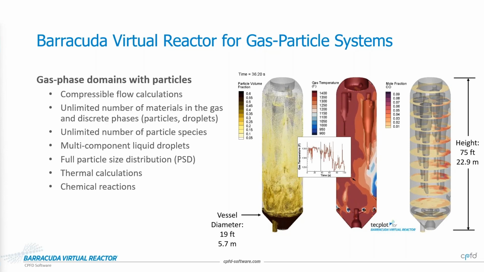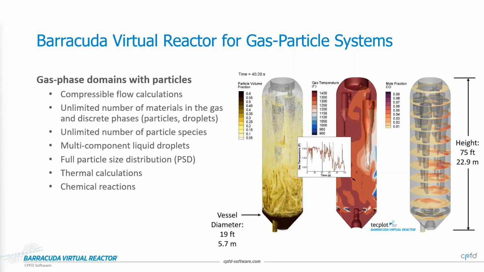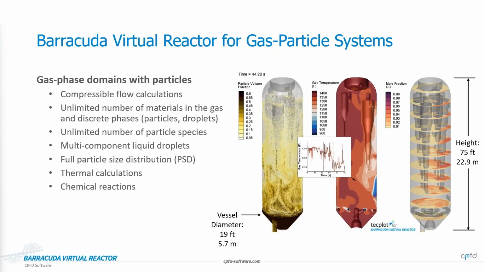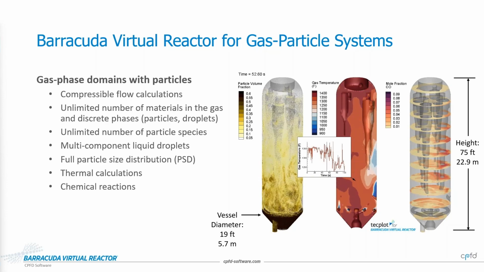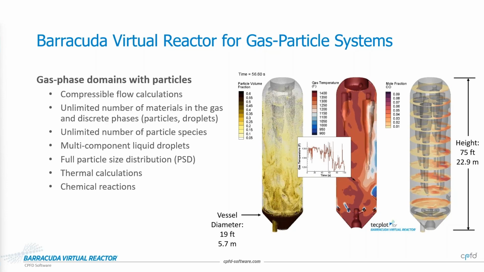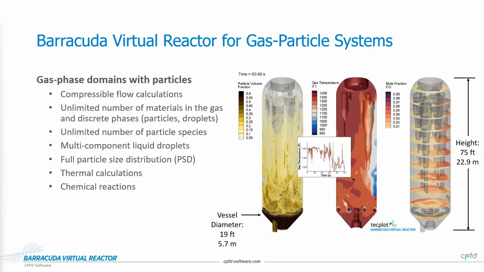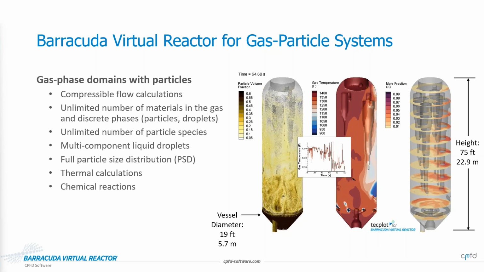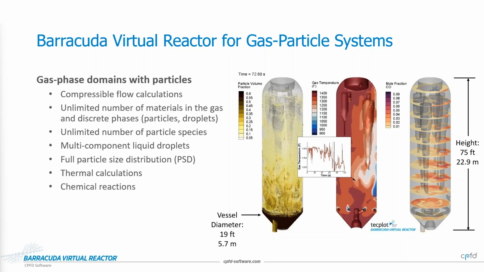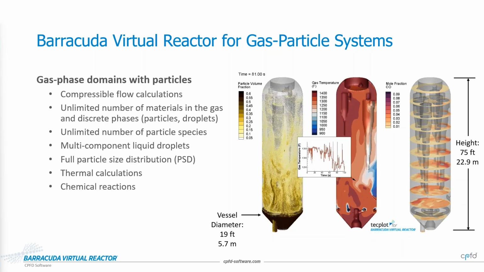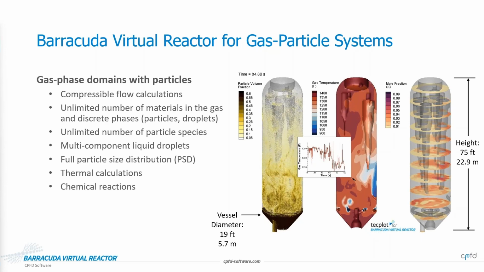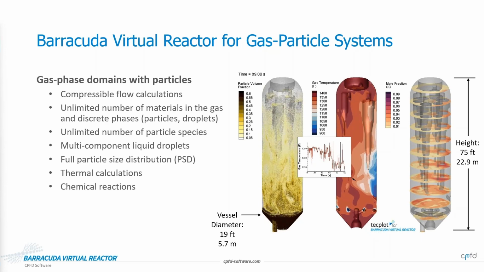So here I'm showing a fairly small FCC regenerator. This particular unit is something like 20 feet in diameter, 75 feet tall, but it gives you a feel for the scale when I say industrial scale. These types of applications, and up until about a year ago, this was almost exclusively, every Barracuda calculation was for gas particle systems. So the gas phase is compressible.